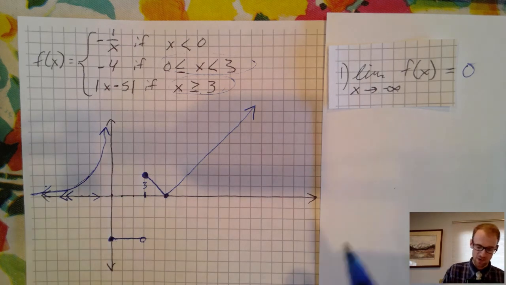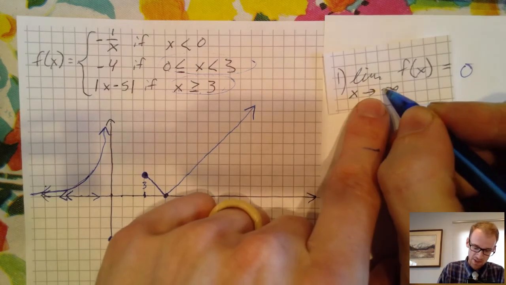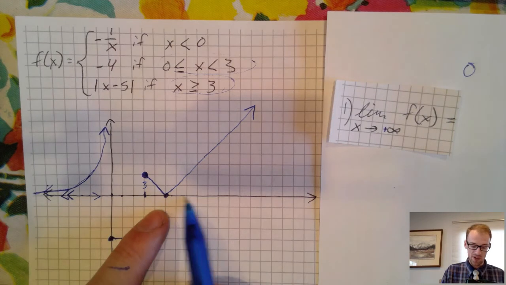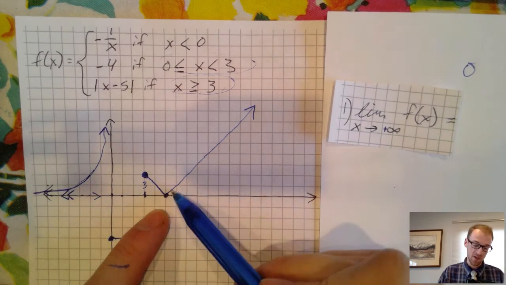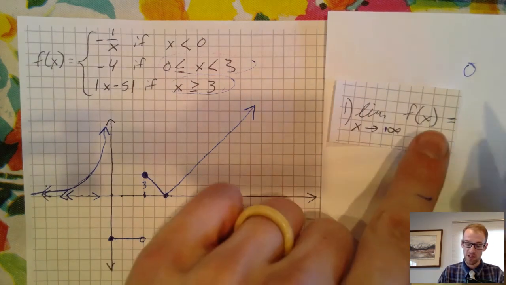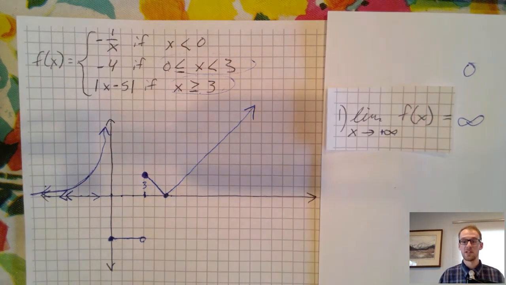We could also ask, what about the limit as x approaches positive infinity? What would that equal? Well, as x is going out to positive infinity, we can see that our function is going up, up, up, up, up. It's never going to stop going up, so that would eventually reach positive infinity in the limit. Okay, so that's describing end behavior.